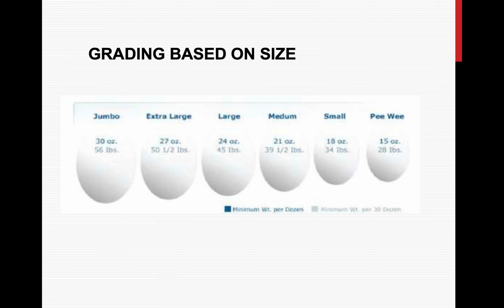In case of a 34-pound egg, it is considered a small sized egg. In case an egg weighs only 5 ounces, which is about 28 pounds, this category is called PV eggs.